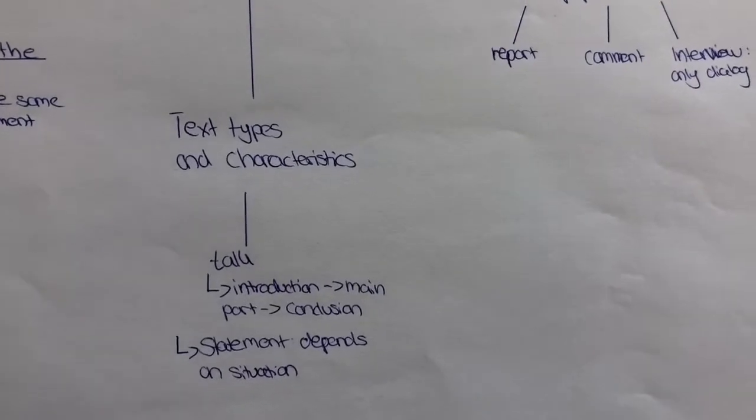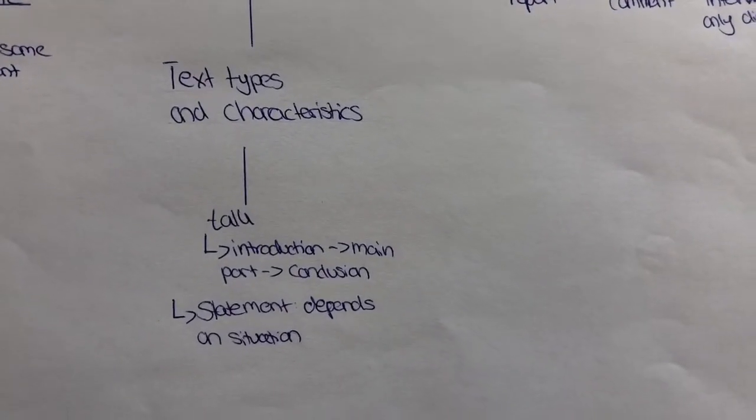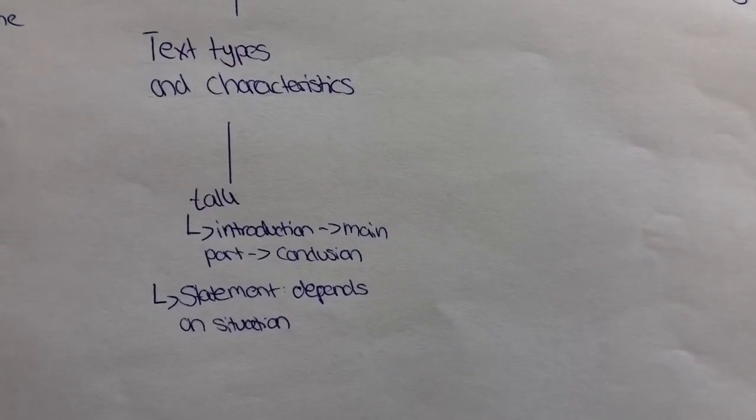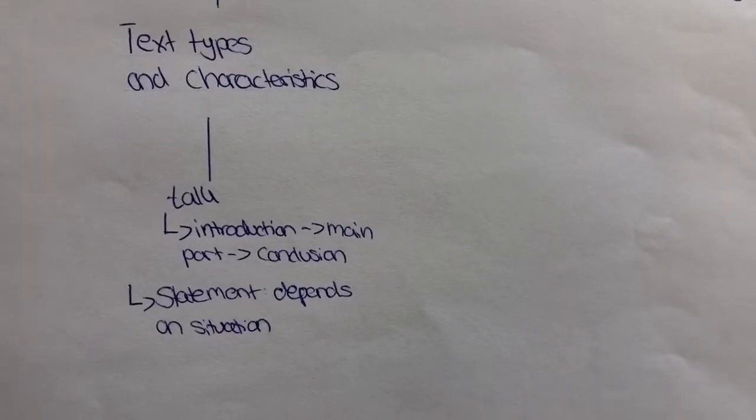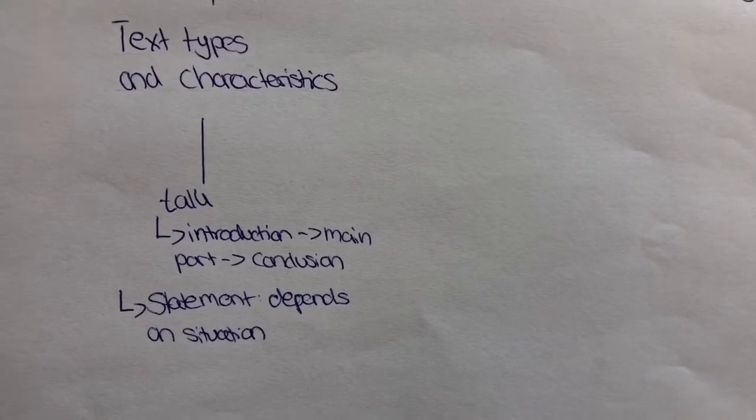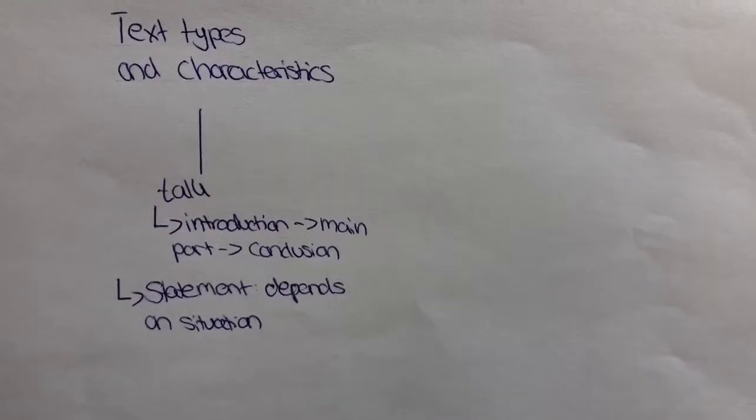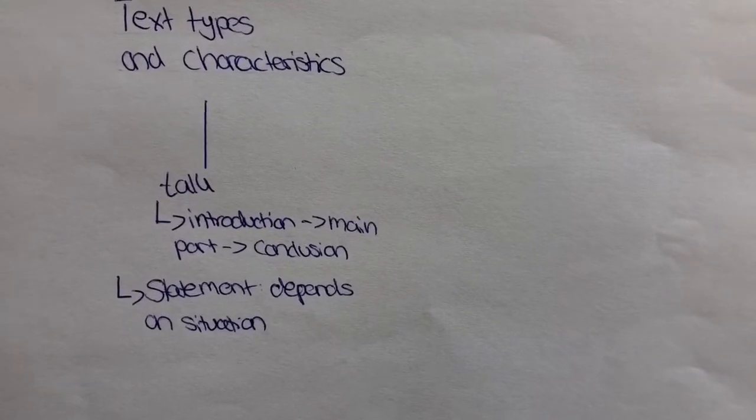If English is a subject in your oral exam and you need to talk about different text types, you can stick to the normal structure and characteristics. When you are asked to give a statement about a specific topic, it depends on the situation and the task what you will need to do.